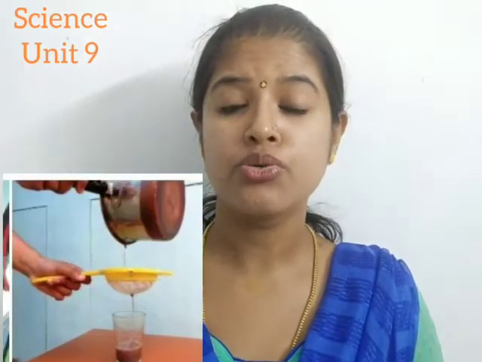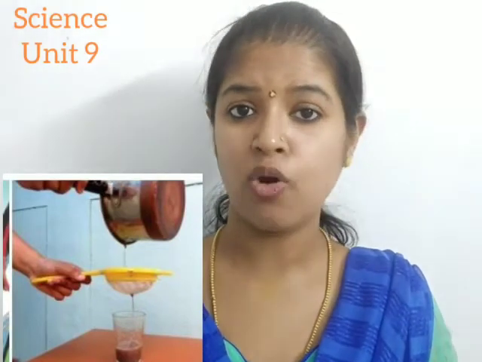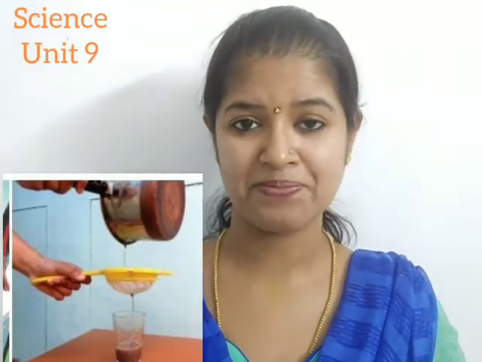Now children, there are many other methods also for separation of substances. For example, you can remove the tea dust from the tea using a tea strainer. You might have seen your mother after making the tea, they are filtering the tea by separating the tea dust using a tea strainer. I hope everyone has noticed that, right?